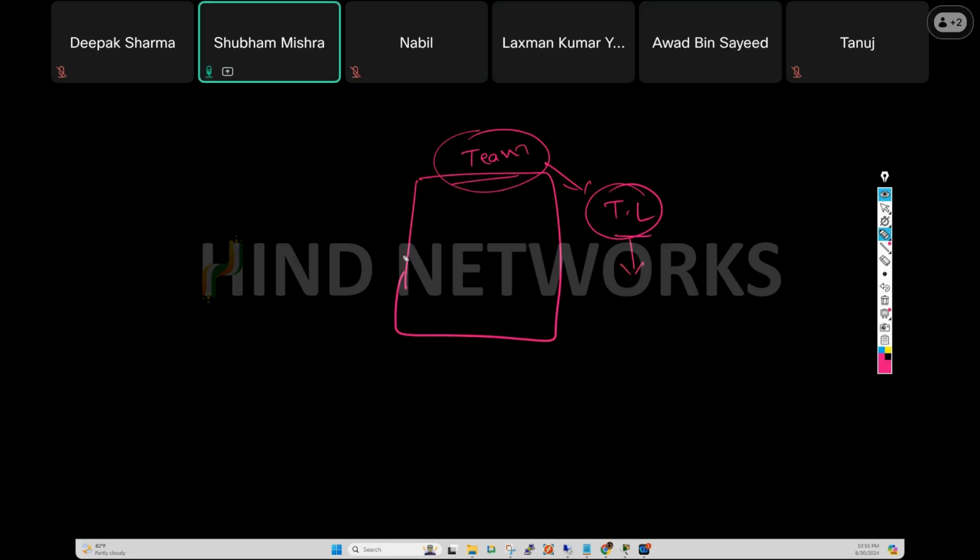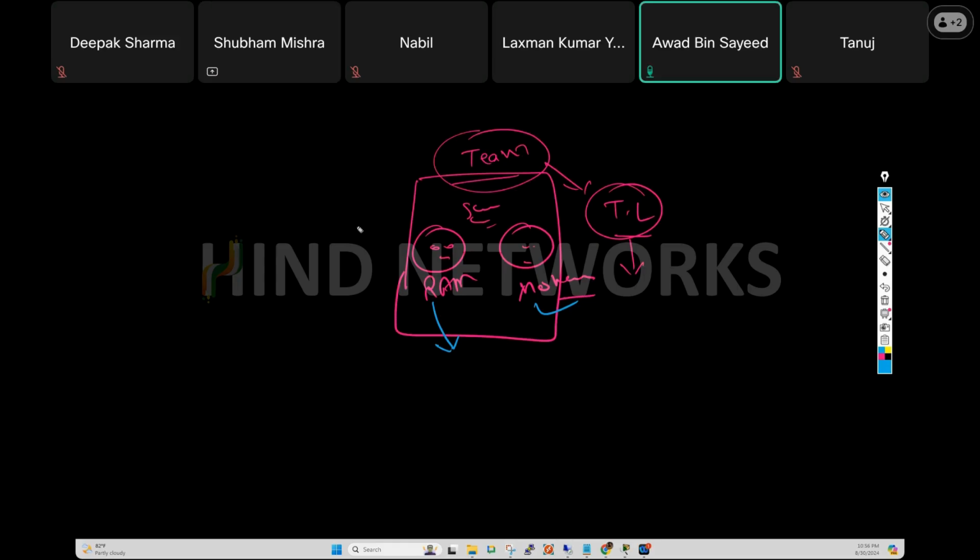Try to understand. For example, this is Ram and this is Mohan. Ram and Mohan both are at the same designation and both are colleagues. But it is not mandatory that whatever Ram is telling, Mohan will agree with it every time, because both are at the same designation. Definitely there will be a conflict. It is common human behavior.